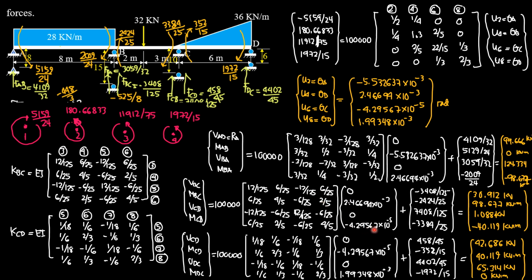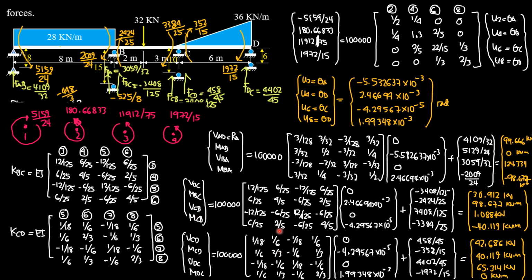Moment BC: 4 over 5 times 2.46694 times 10 to the negative 3 plus 2 fifths times negative 4.29567 times 10 to the negative 5, times 100,000, plus negative 2424 over 25, you will get 98.677 kilonewton meter. Shear CB: negative 6 over 25 times 2.46694 times 10 to the negative 3 plus negative 6 over 25 times negative 4.29567 times 10 to the negative 5, times 100,000, plus 7408 over 125, you will get 1.0884 kilonewtons.